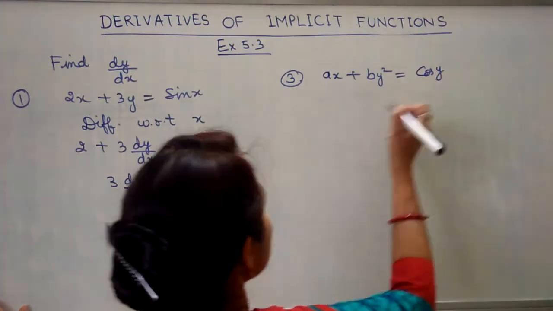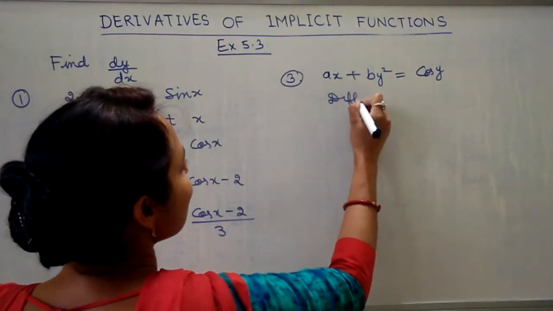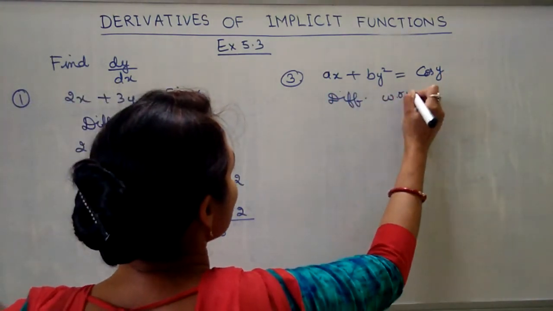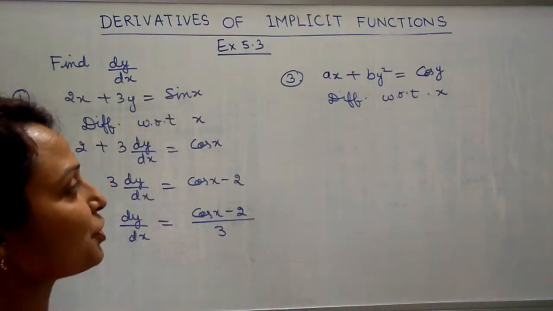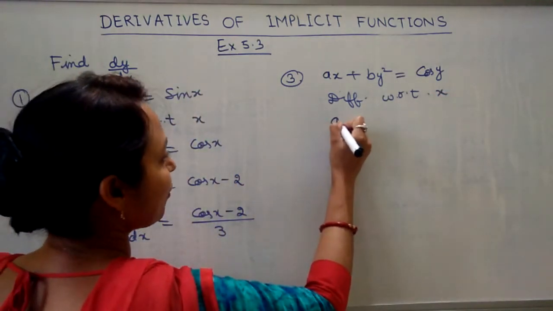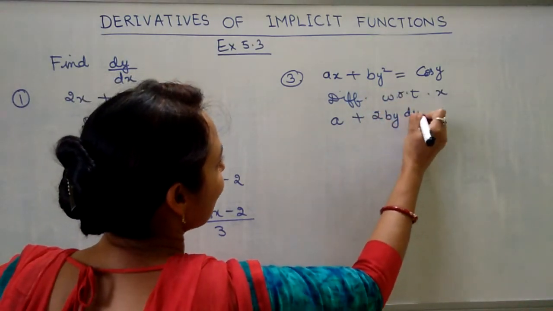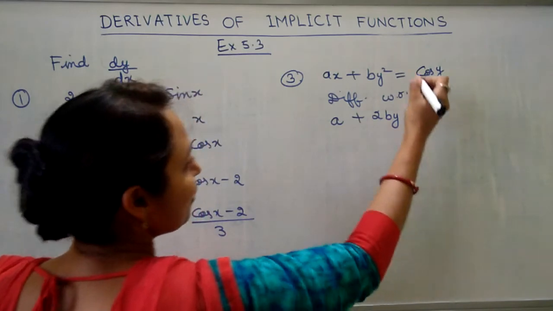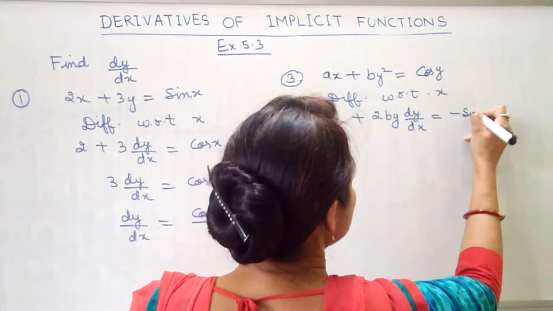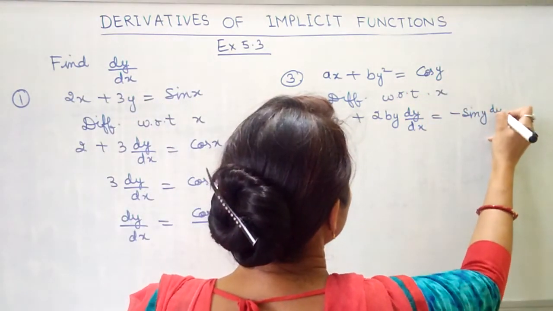So how to solve this question? Differentiate with respect to x. First of all, when you do the differentiation, it will be equal to a constant plus 2by dy upon dx is equal to, the derivative of this is sin y dy upon dx.